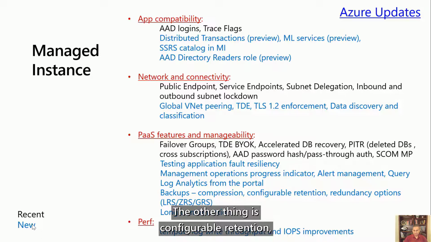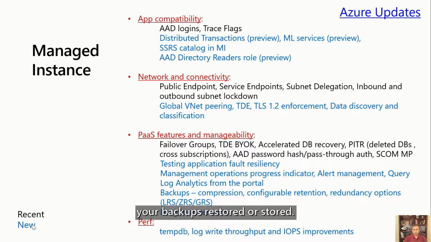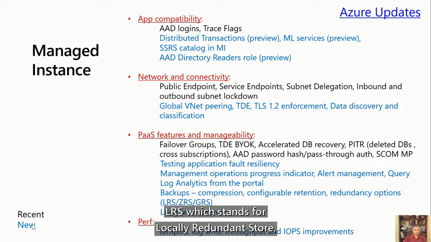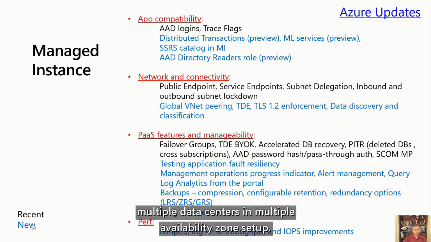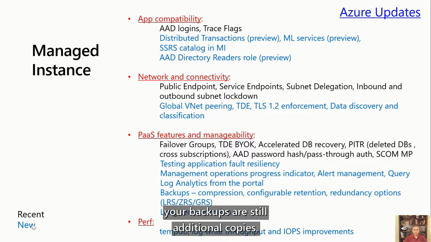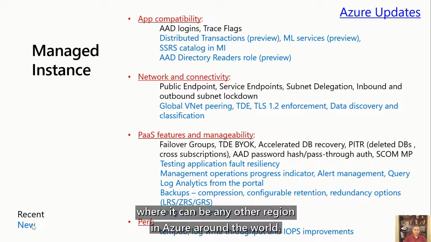The other thing is configurable retention. As I just mentioned, you can do that. Not only that, you can also specify where you want your backups stored. So there are three options: LRS, which stands for locally redundant storage, which is basically stored in the same region as your instance itself. Zone redundant storage is also local, but it's distributed across multiple data centers in a multiple availability zone setup, so that if one data center goes down, your backups still have additional copies. And the third one is geo-redundant storage, where it can be any other region in Azure around the world.